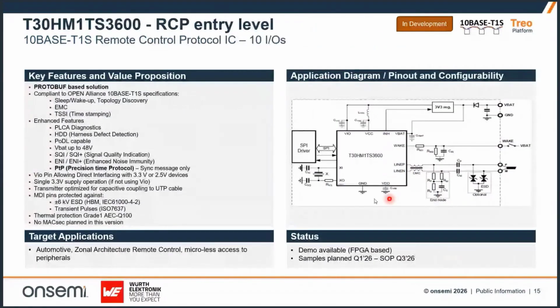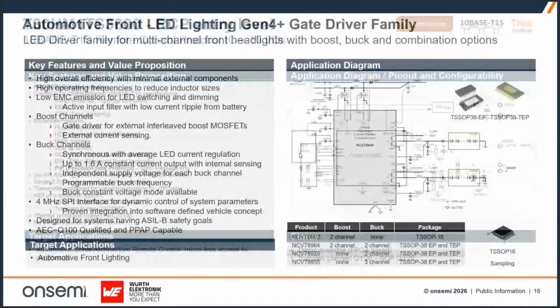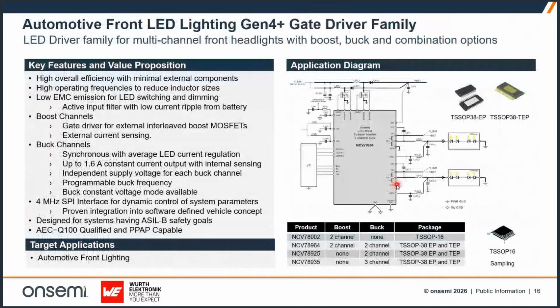This has its own embedded, pre-programmed state machine or microcontroller in there to control the nodes directly. For example, lighting products. So one of the lighting products we're just bringing out, and which we'll be showcasing in detail later on, is the Gen 4 gate driver family.